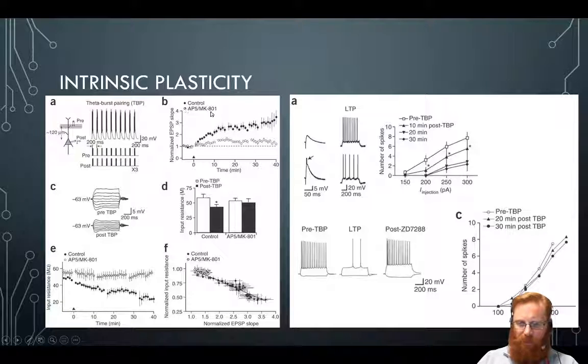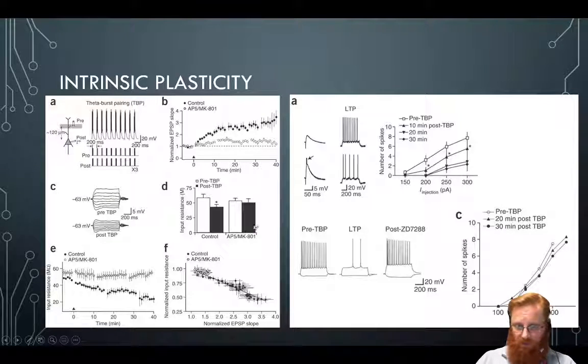Again, if they put on AP5 and MK801, both of these are NMDA receptor antagonists, nothing changes, all groovy. But when they inject current to the cell, what they see is that the voltage response is smaller after this theta burst pairing. So you can see the change in voltage is less post the theta burst protocol, right? So what does that mean? So that means V equals I R, so R equals V over I. So V has gone down, I has stayed the same, so R has gone down. So the resistance of the membrane has gone down, or the conductance of the membrane has increased.